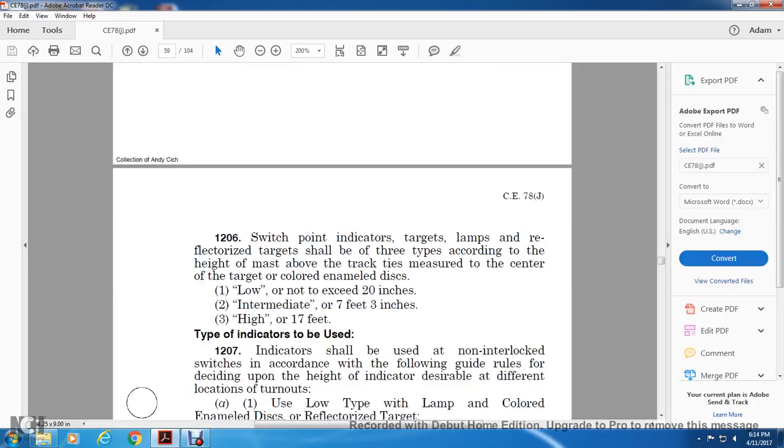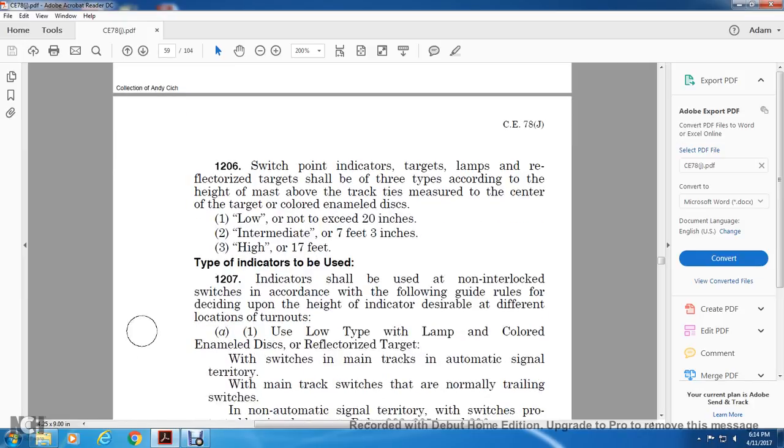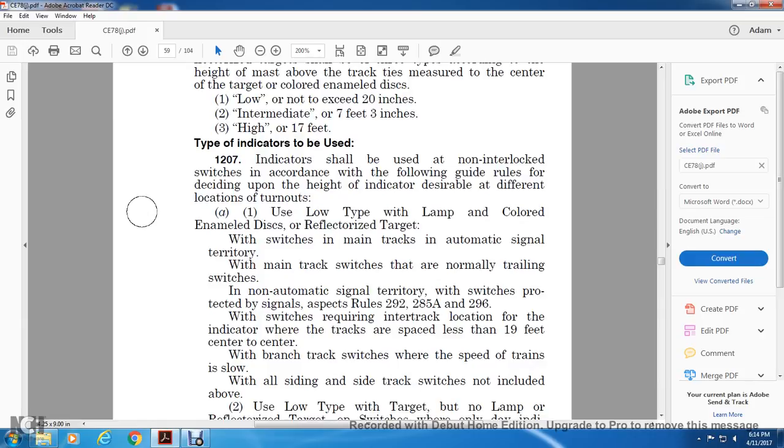Switch point indicators with target lamp or reflectorized targets shall be of 3 types according to height, measured from the top of the track ties to the center of the target, colored enamel disc: low, not exceeding 20 inches; intermediate, 7 foot 8, 3 inches; and high, 17 foot. Types of indicators to be used: indicators shall be used with non-interlocked switches according to the following guiding rails, the opening, the height of the indicator, desirable for different locations, turnouts.